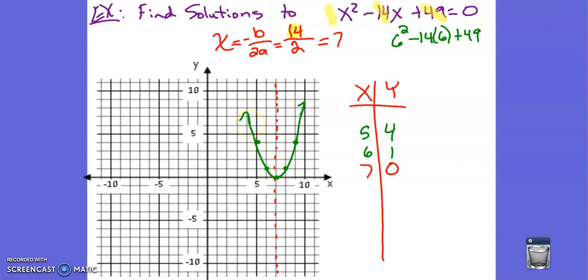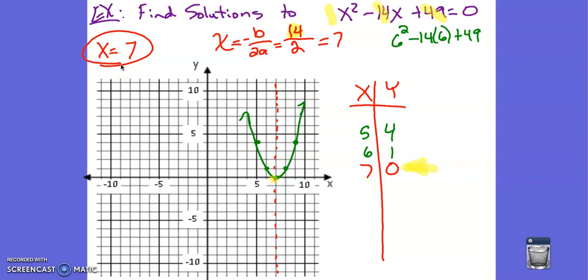And remember, it says find the solution, so don't forget to actually answer the question. When it says find the solution, I want to know what x is. And remember, x is where it hits the x line. You're trying to find the x-intercept, the 0. Well, it only hits at one spot, and it's right there at 7, 0. So x equals 7 is when it hits the 0 line on the graph.